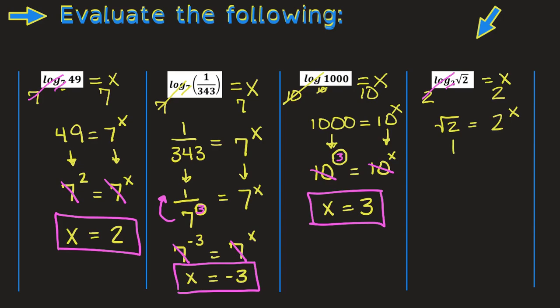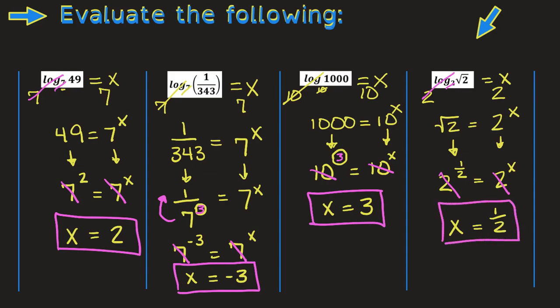Well, we talked about it earlier. I can rewrite the square root of 2 as 2 to the 1/2 power equals, bring down the 2 to the x power. Our bases are the same. Mark through those, and now we're left with x equals 1/2. There you go. It's our final answer.